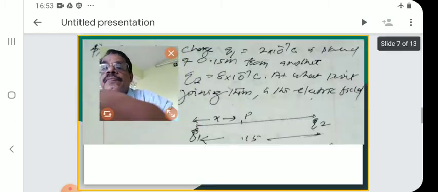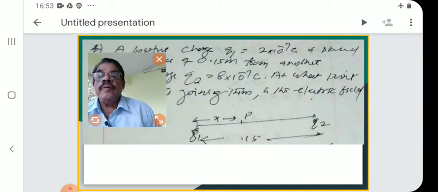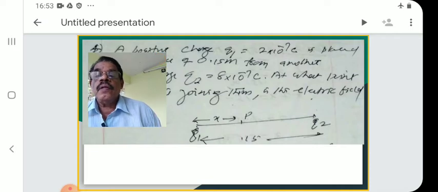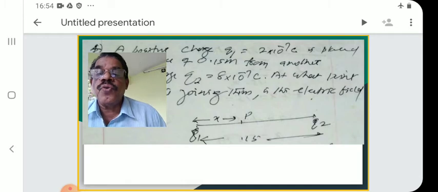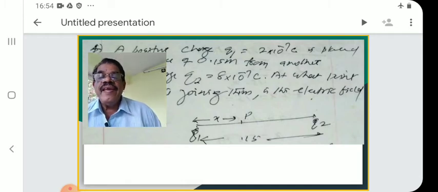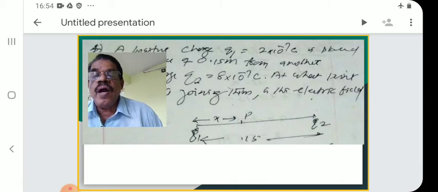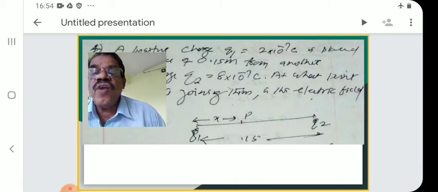At B, resultant field is 0. Therefore, F1 is F2. That is F1, 1 by 4 pi epsilon 0 Q1 by x square. F2, 1 by 4 pi epsilon 0 Q2 by 0.15 minus x the whole square.